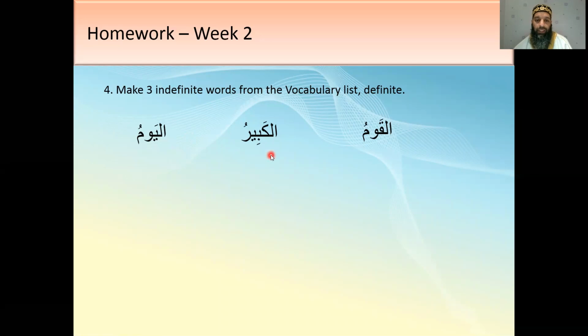Right. So kabirun, remember what kabirun means? Big. So we put the alif lam on to make it definite, the big, and we take the double ending of the ra off to make it single. Literally the big. And the last one, qawmun. This was just one of the words, 3 words that I chose, but you could have chosen any of the other words as well. But the principle is the same. You put alif lam on the start, and you take the double ending off.